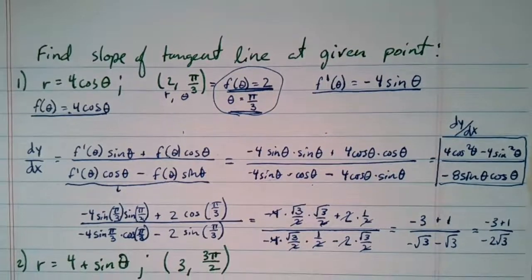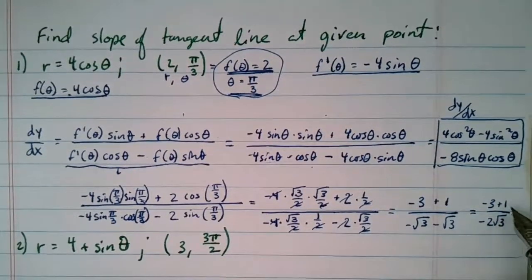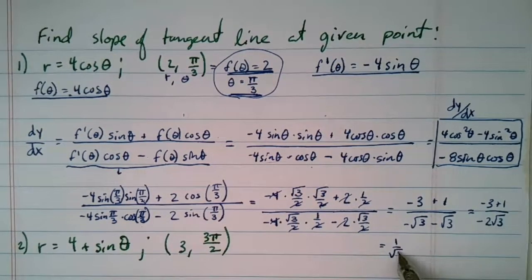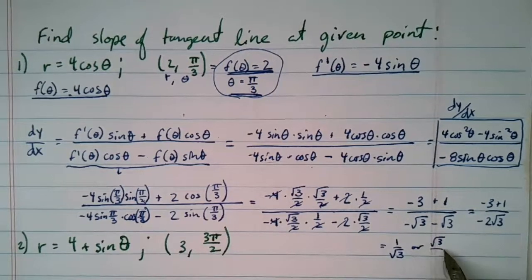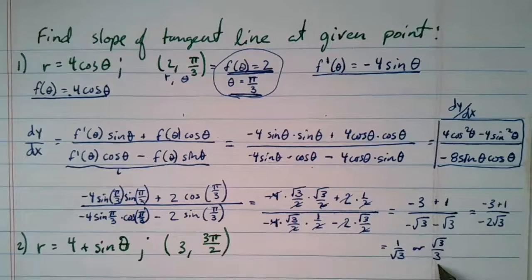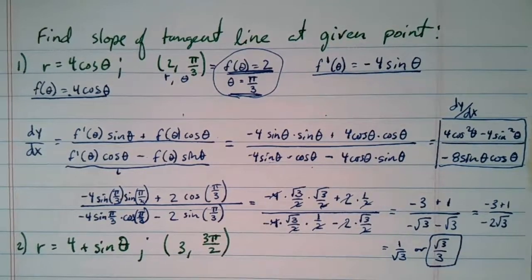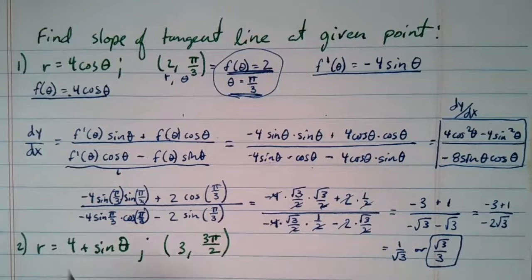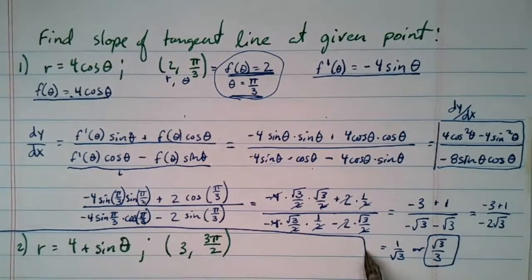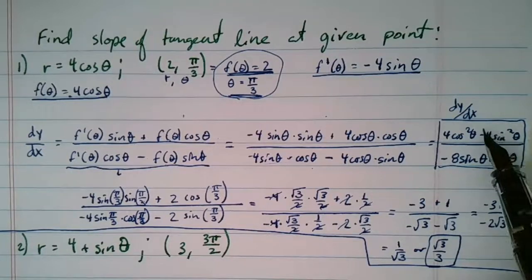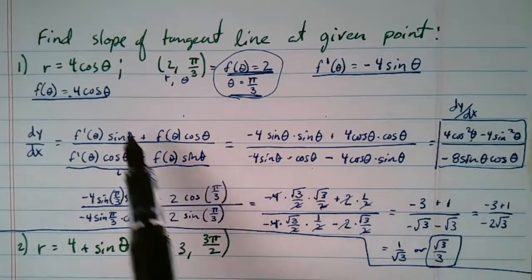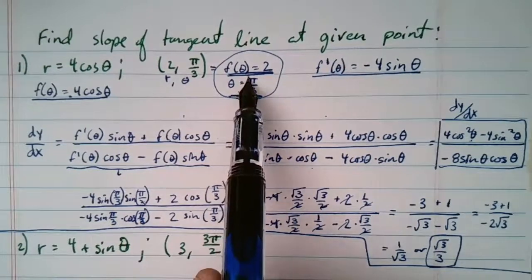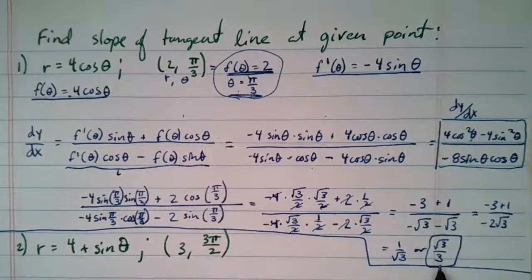Negative 2 root 3. Now, of course, what happens there, negative 3 plus 1 is negative 2, and negative 2 and negative 2 cancel, and so I get 1 over root 3. So this is going to equal 1 over root 3, or root 3 by 3. So the slope of the tangent line at that point is root 3 by 3. Okay? So that's how we find both the general derivative here and the slope of the tangent line by plugging in f of theta is 2 and theta is pi by 3 here.